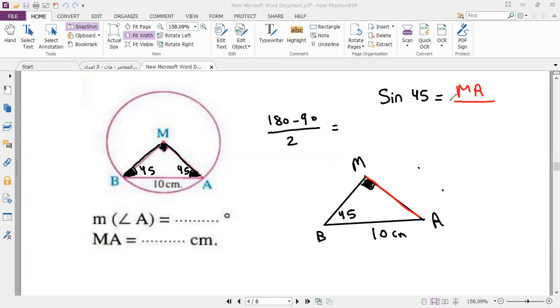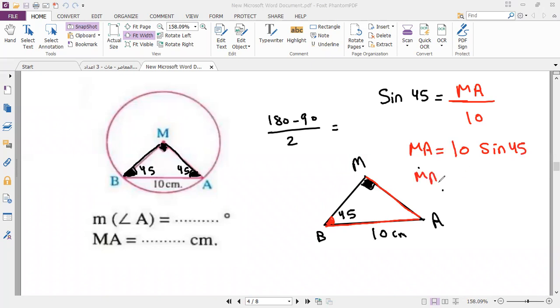Sorry, the opposite over the hypotenuse. The hypotenuse here is 10. Sine 45 equals opposite over hypotenuse. In general, sine is a ratio between what? Between the opposite and the hypotenuse. And the hypotenuse here is 10. So how can we get MA? MA equals 10 sine 45, and sine 45 equals 1 over root 2.